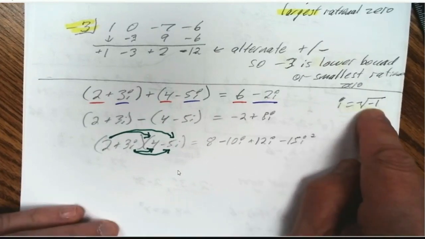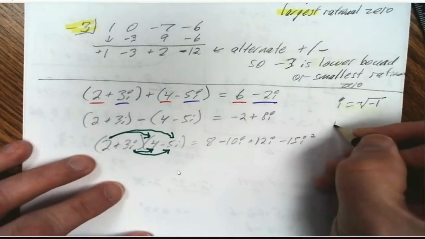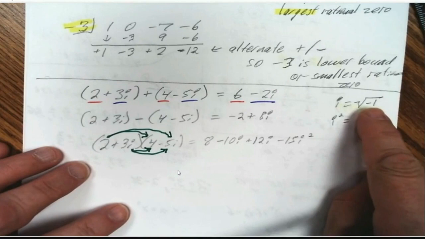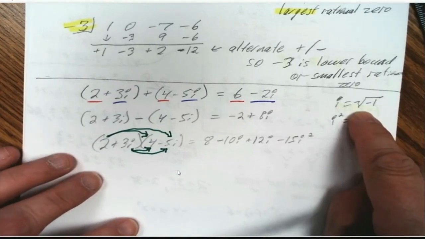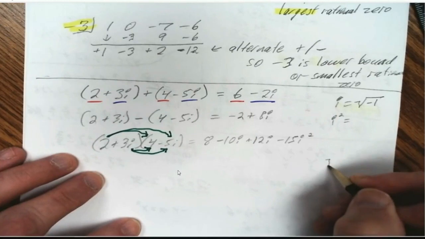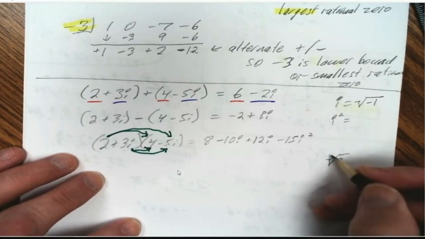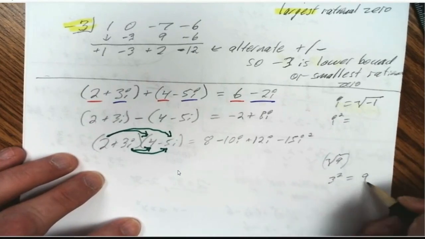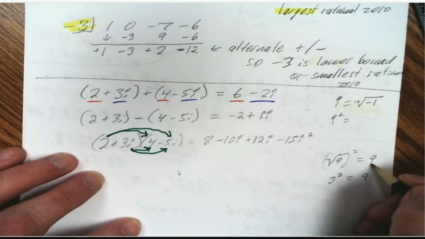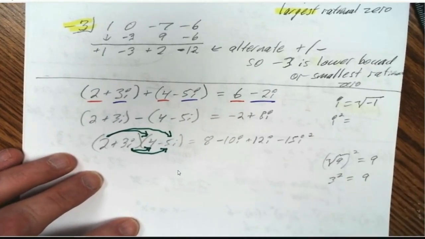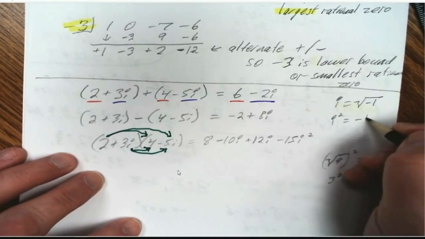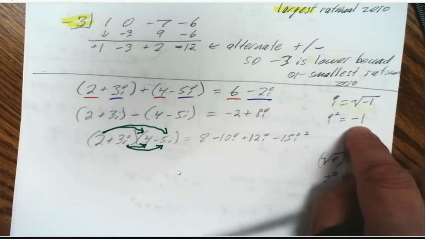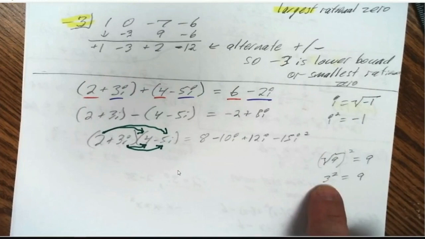So i is the same thing as the square root of negative 1, which means what is i squared equal to? Well, if we square that, that cancels out the square root, right? Because the square root of 9, if we square that, what's the square root of 9? It's 3. What's 3 squared? Well, it's 9. So if we square that, it just cancels out the square root. So this is equal to negative 1. Square root of negative 1 times the square root of negative 1 is negative 1. Square root of 9 times the square root of 9 is 9.